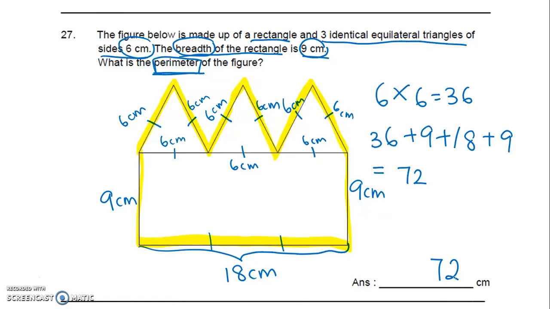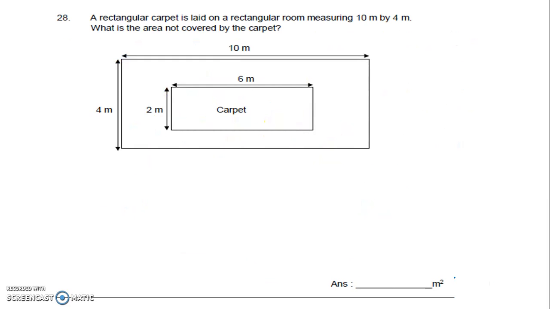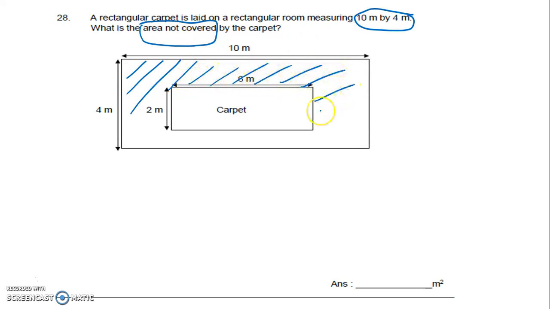Let's move on to question 28. A rectangular carpet is laid on a rectangular room measuring 10 meters by 4 meters. Actually, it's already given here, right? 10 meters by 4 meters. What is the area not covered by the carpet? So all the dimensions are given. So all that is not covered is actually this part, correct?